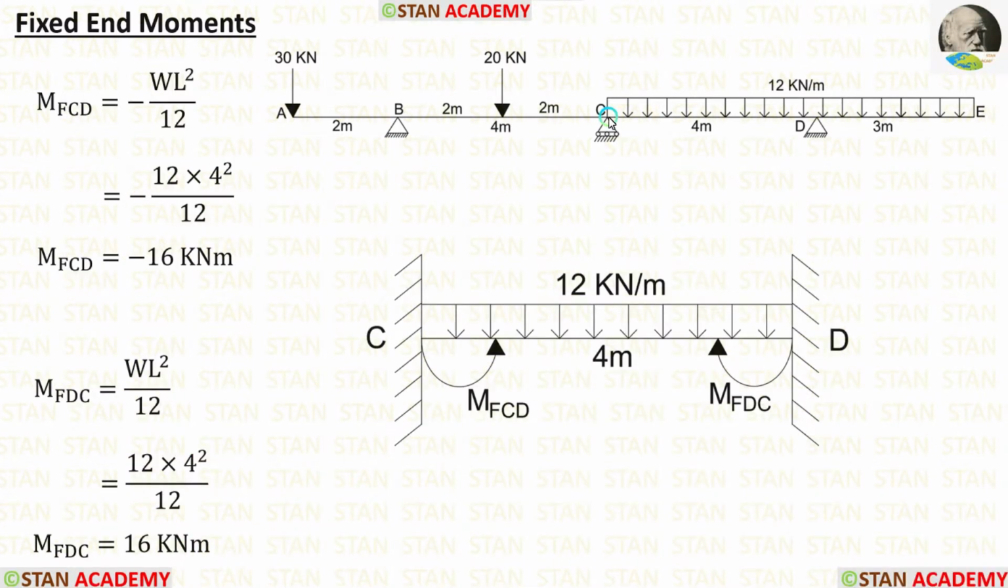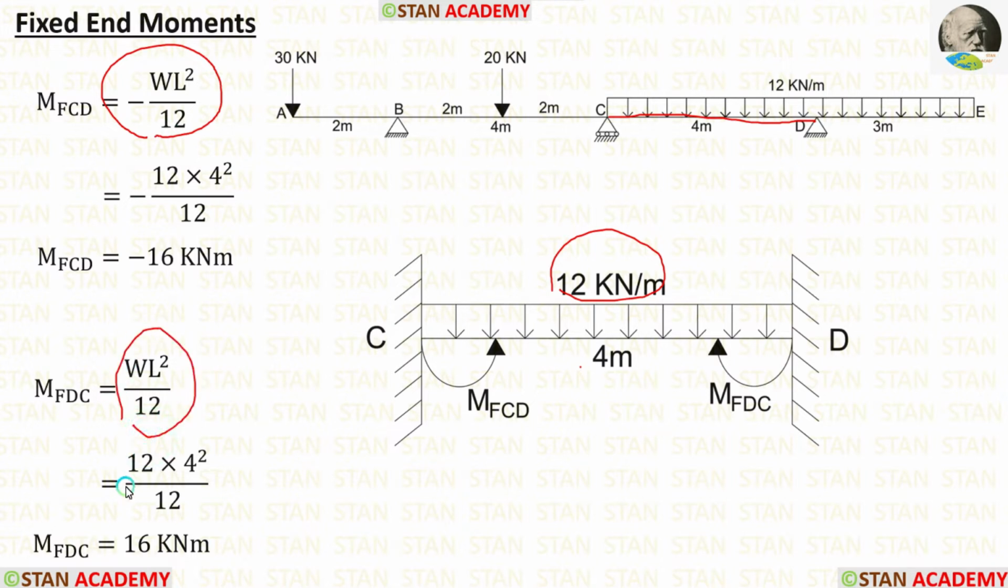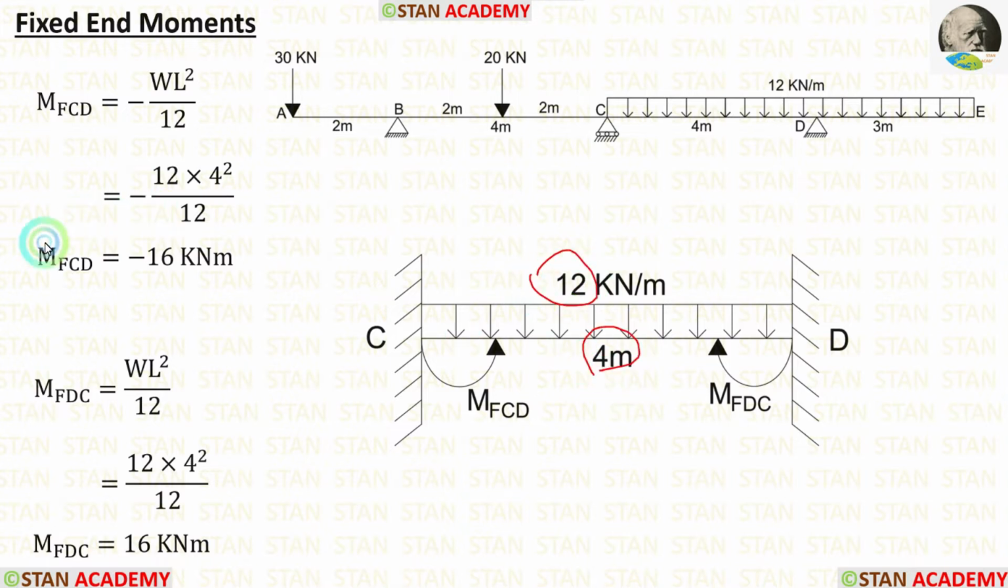When we apply the values, we are getting M of BC and M of CB. Now, let us calculate the fixed end moments in the span CD. In the span CD, there is a UDL 12 kN per meter. It is acting for the full span. The formulas to calculate the fixed end moments are minus WL square upon 12 and positive WL square upon 12. Let us apply the values inside the formulas. W is 12, L is 4. After applying, we are getting M of CD and M of DC.